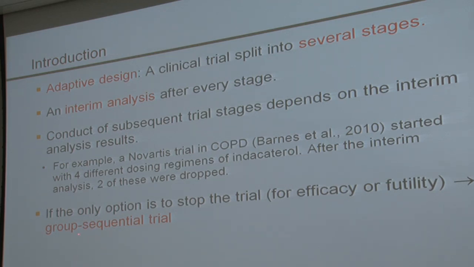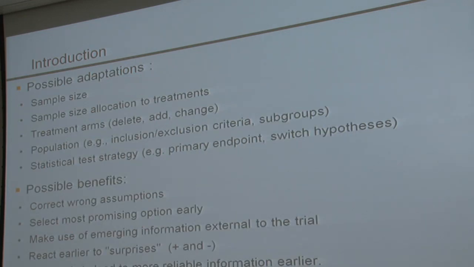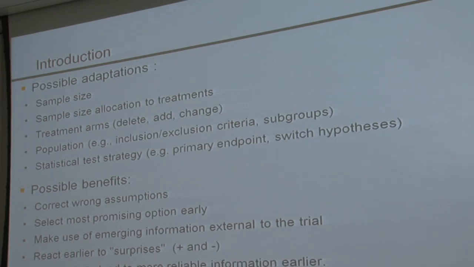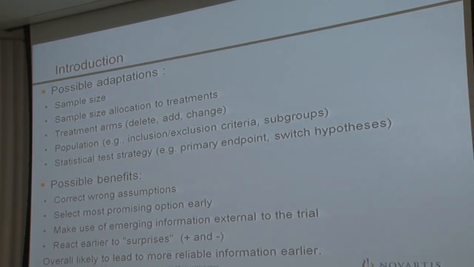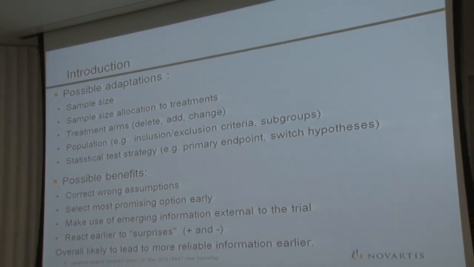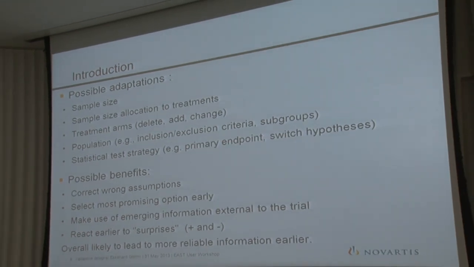If the only option is to stop the trial for efficacy or futility, but no other things about the trial are changed, then that is called a group sequential trial. So what are the possible adaptations that we have? The sample size, of course, is one of the things that is under much discussion. How can we change the sample size following the interim results?